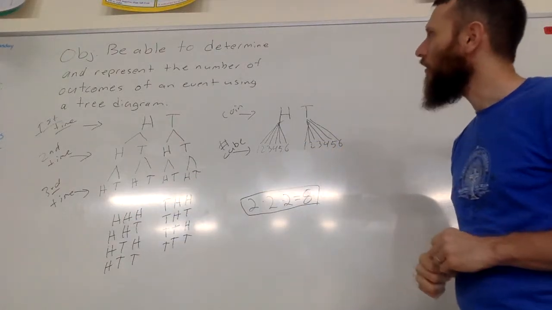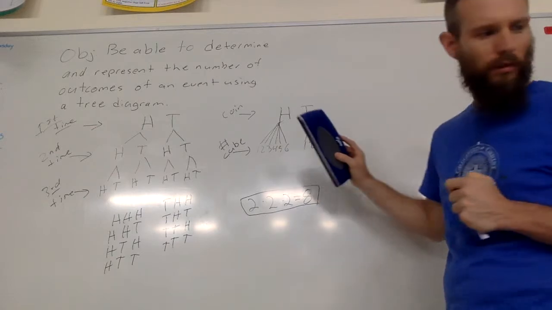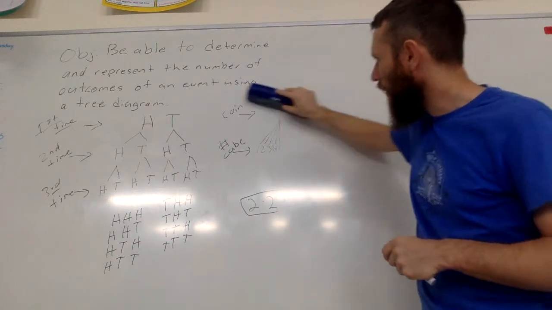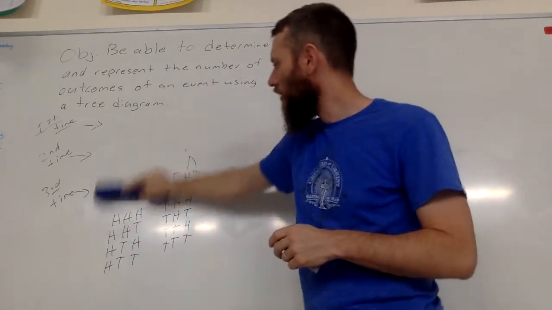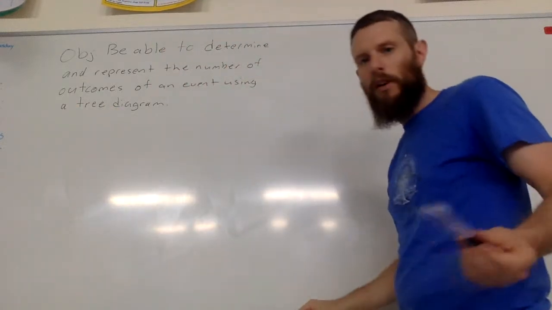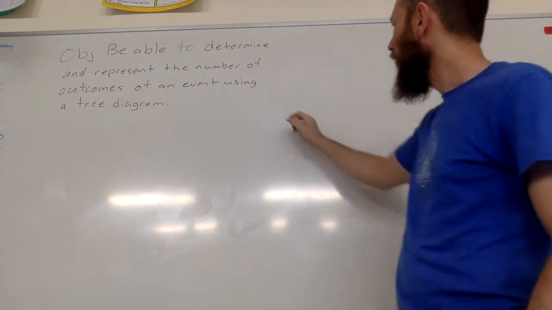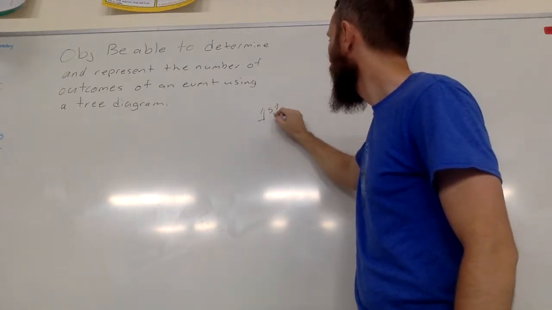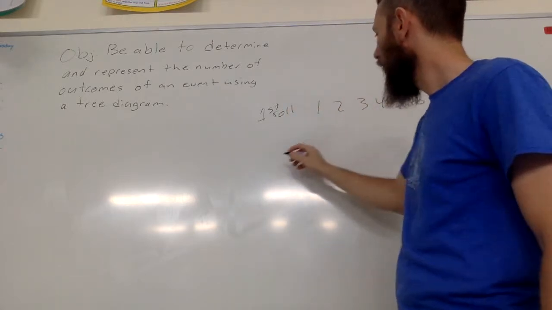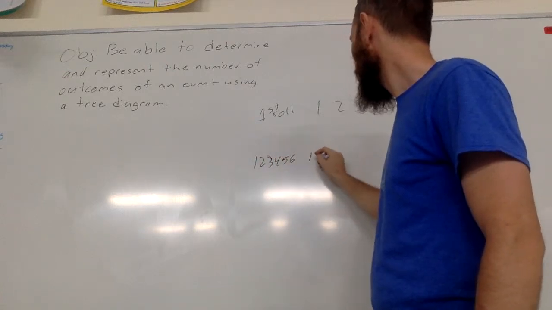Okay. So anyway, this is the tree diagram. Let's just do one more. If I wanted to know all the different ways that I could, well, if I rolled 2 number cubes, the first roll, I could get a 1, 2, 3, 4, 5, 6, and then 1, 2, 3, 4, 5, 6.